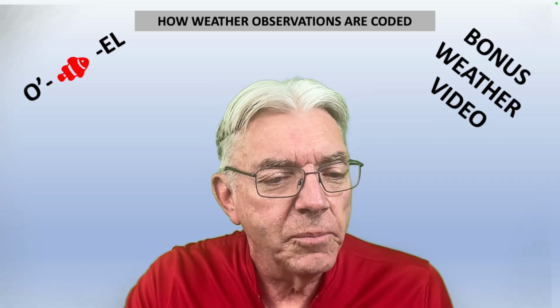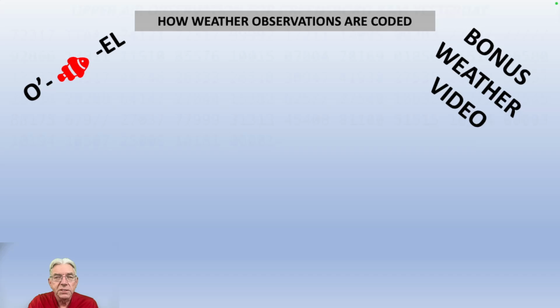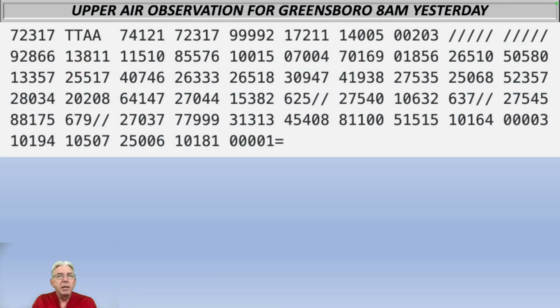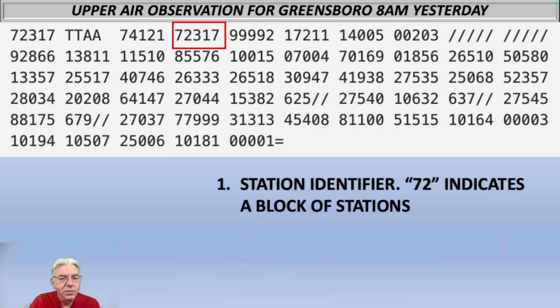So let me go ahead and put myself down here in the corner and let's get started. This is a sample report. It's an actual report, but I'm using it as a sample, from Greensboro yesterday morning, okay? All of those numbers represent different types of data about what the weather balloon is finding as it goes up. Let's take a look at some of them. I'm not going to go through every single block of numbers, but the more significant ones.